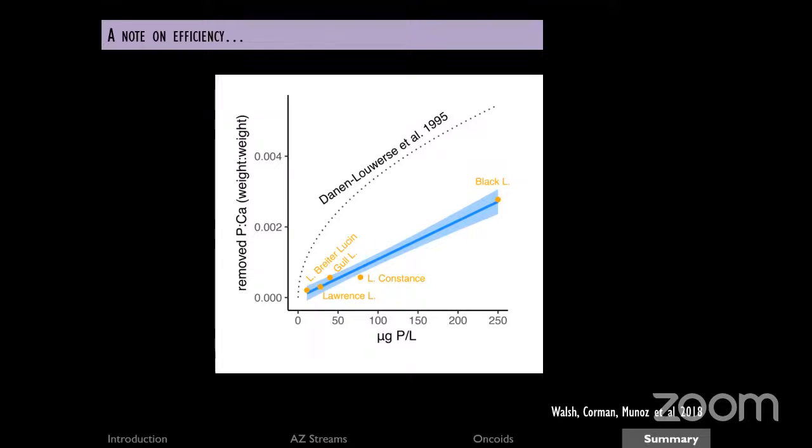Their model tends to grossly overestimate the efficiency of calcium carbonate absorption. So this is actual lakes that Jake and I consolidated, and we see that there's a fairly consistent lower rate of removal of phosphorus from calcium carbonate. That's all I wanted to remind you. I think this feedback loop is super, super cool, but there's tons of caveats in how it works.